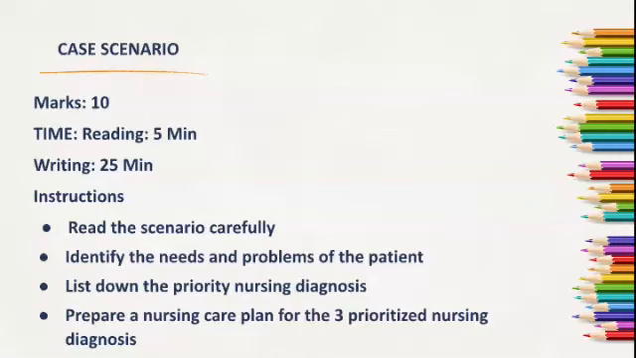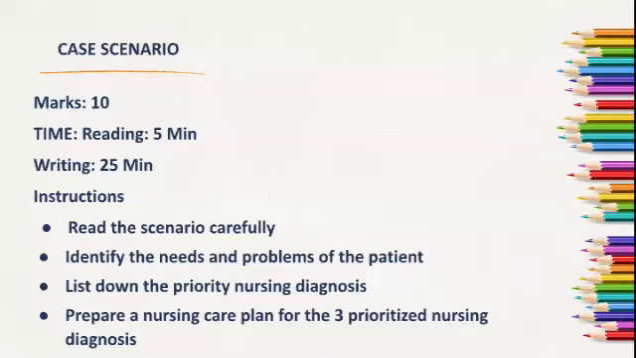So what are the instructions here? In the scenario they have given: read the scenario carefully. Identify the needs and problems of the patient. List down the priority nursing diagnoses and prepare a nursing care plan for 3 prioritized nursing diagnoses. So what is your main work here?